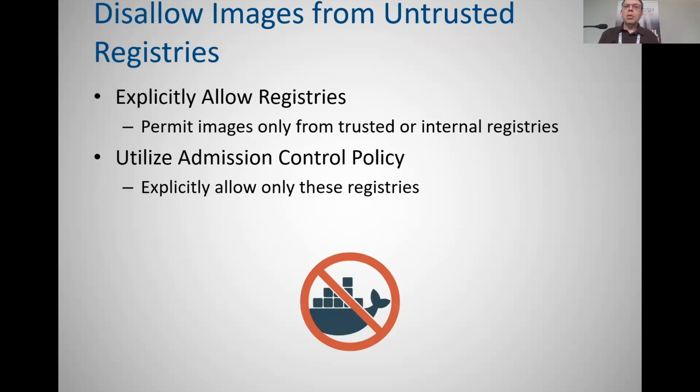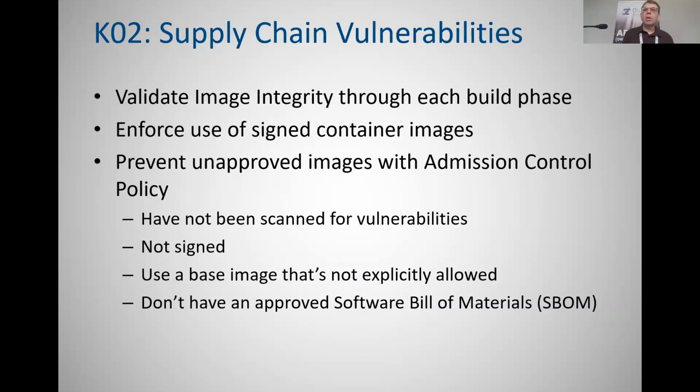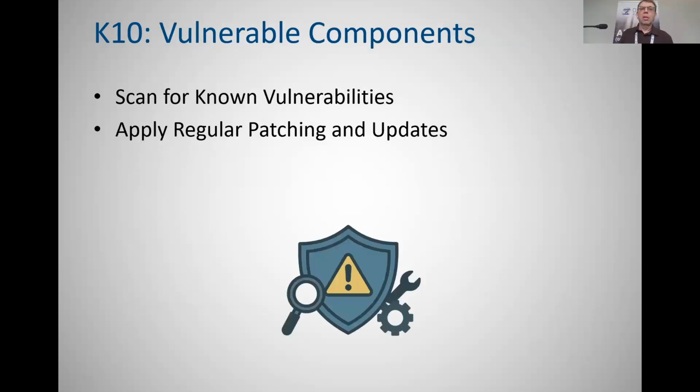Disallow: use only internal or trusted registries. Okay. Use an admission control policy that allows only these registries. Supply chain vulnerabilities: you need to validate image integrity through each build phase. It is important. It's recommended to configure admission control policies that will prevent unapproved images. Images that are not signed, not scanned for vulnerabilities, or don't have an approved SBOM should not be allowed. K10.